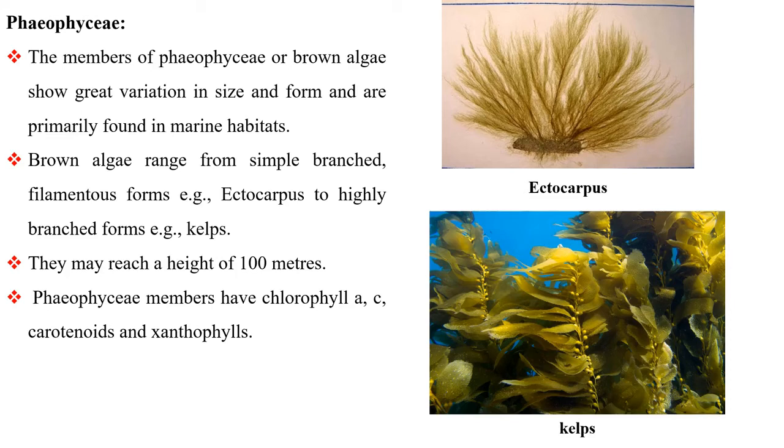Phaeophyceae. The members of Phaeophyceae or brown algae show great variation in size and form and are primarily found in marine habitats. Brown algae range from simple branched filamentous forms, for example Ectocarpus, to highly branched forms, for example kelps. They may reach a height of 100 meters. Phaeophyceae members have chlorophyll A, C, carotenoids and xanthophyll.